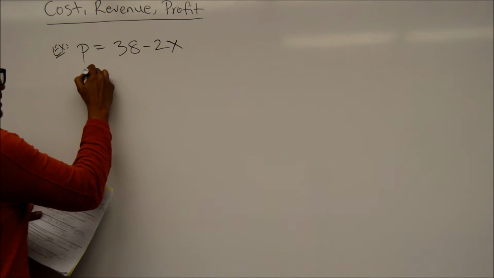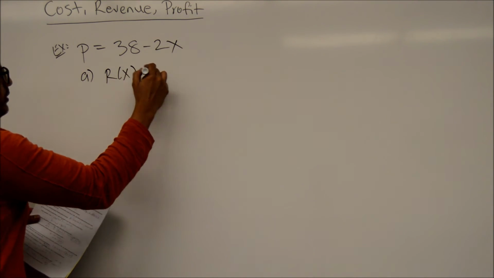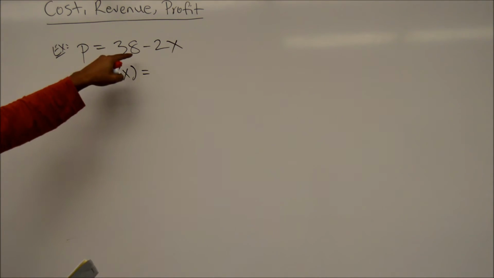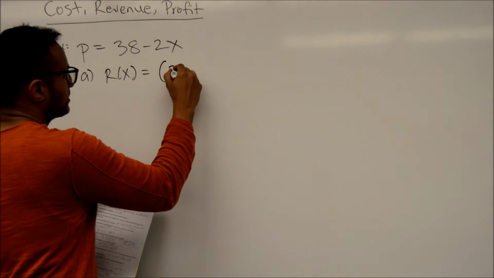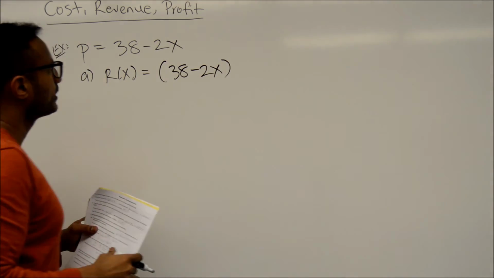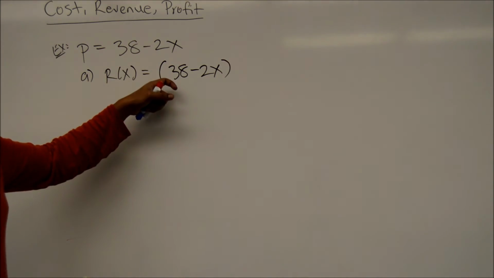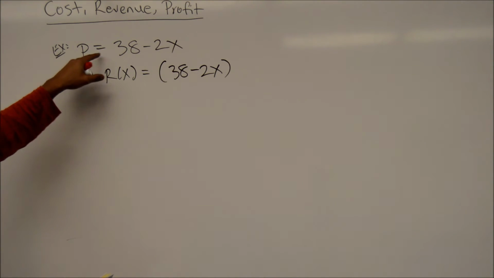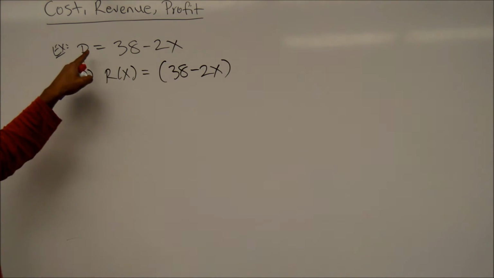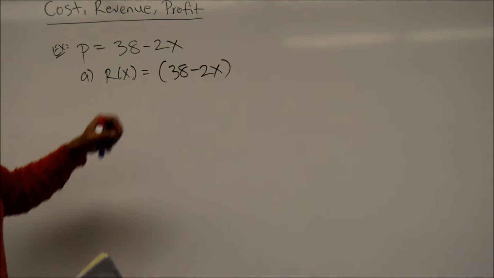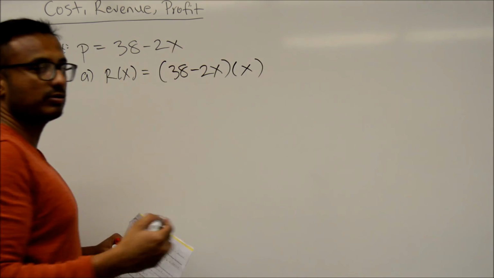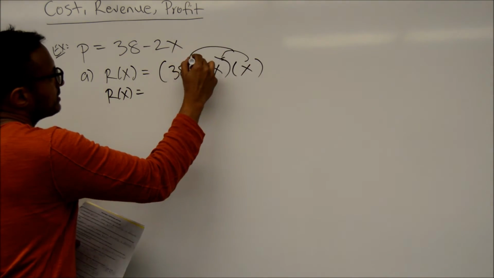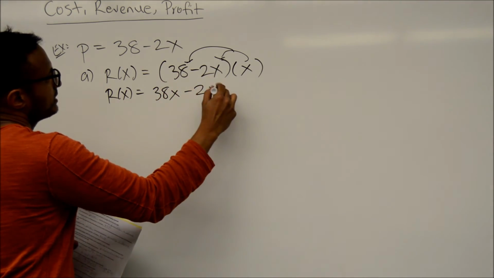Okay, so part A, it says calculate the revenue function. Now we know that revenue is price times quantity. So the price demand function, or the price, is given by 38 minus 2x. At this price, what's the quantity of dog leashes that's being sold? Well, the price demand function relates the price to the quantity. So if this represents price, X represents the quantity. So the quantity is just going to be X. Okay, so the revenue, if you distribute the X, we're going to get 38x minus 2x squared.